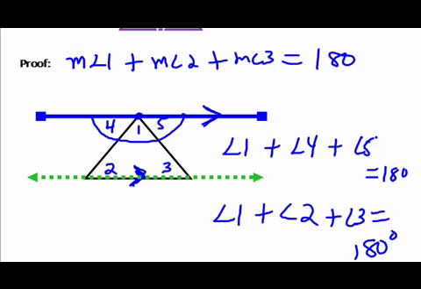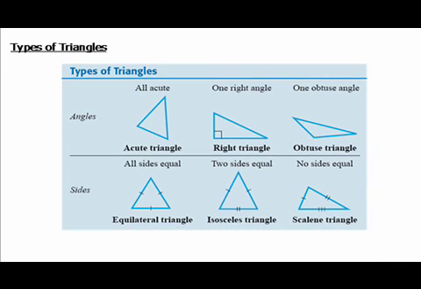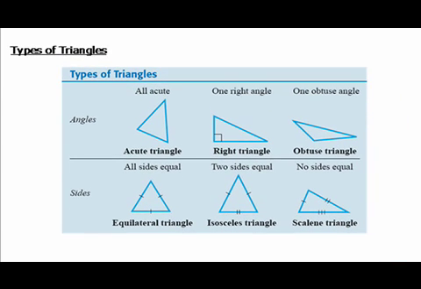Moving on. Some vocabulary. We can take triangles and classify them according to what their angles look like, or according to what their sides look like. Classifying triangles in terms of their angles: if all three angles are acute, or less than 90, we say that the triangle is an acute triangle. If you have a right angle in the triangle, it's called a right triangle. And if you have an angle greater than 90, we call it an obtuse triangle. That's classifying a triangle according to angles.